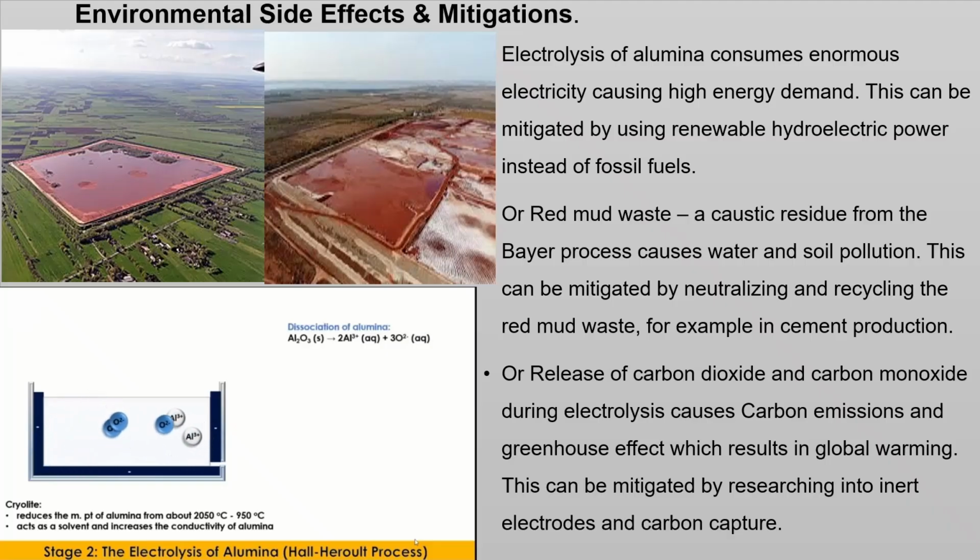We shall check them. The electrolysis of aluminium consumes a lot of electricity. That causes high energy demand, and that can be mitigated by using renewable hydroelectric power instead of fossil fuels. This hydroelectric power is highly available from our dams.